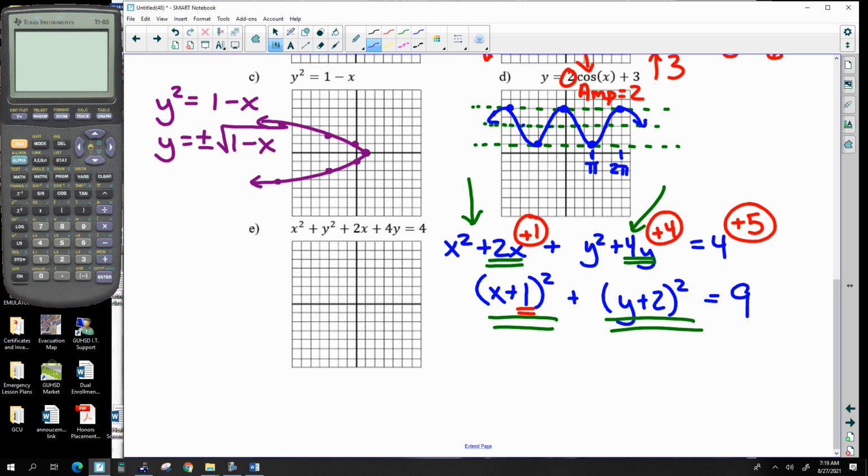Now this is a circle, which is in essence x squared plus y squared equals r squared. And then the center is the opposite of these x's and y's. So this means I have a center at -1, -2 with a radius of 3.